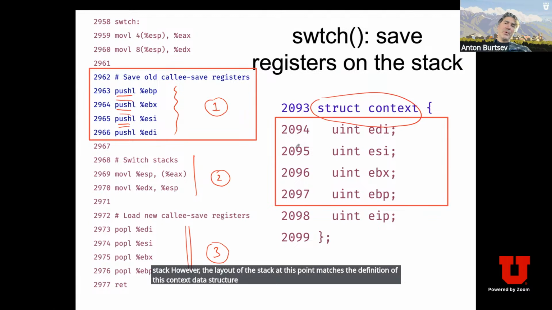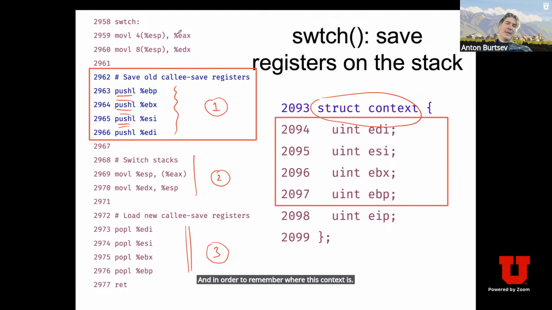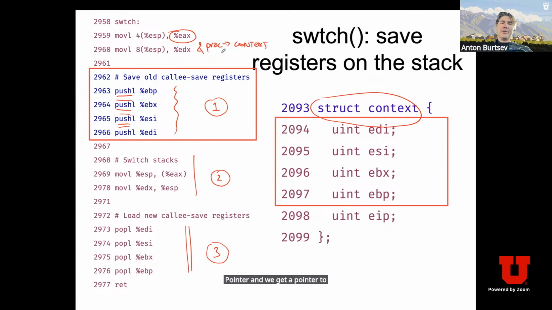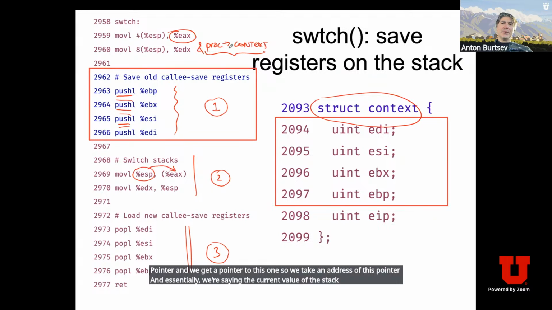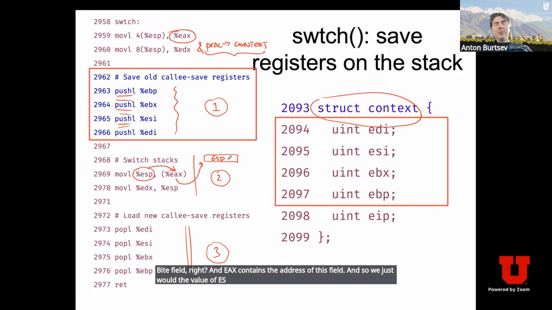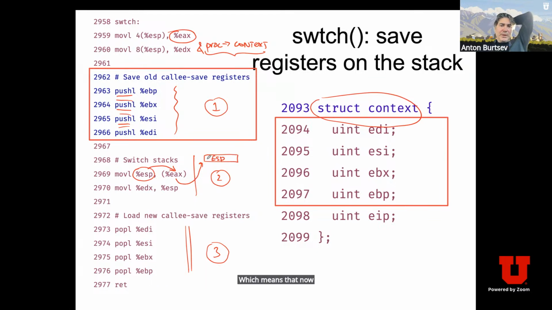So it simply pushes on the stack, saving each value on the stack. The layout of the stack at this point matches the definition of this context data structure. And in order to remember where this context is, we get a pointer to a pointer. So this is the proc context pointer, and we get a pointer to this one. So we take the address of this pointer, and essentially we're saving the current value of the stack into this address, right? So this field, &proc->context, is just a 4-byte field, right? And EAX contains the address of this field. And so we just put the value of ESP into that field, which means that now, inside the process, this field itself is part of the process data structure, proc, right?